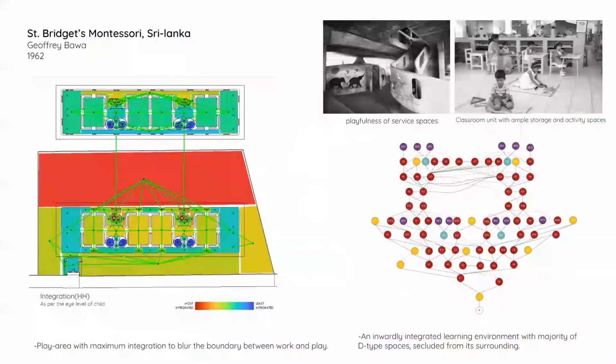St. Bridget's Monastery, built by Geoffrey Bawa in 1962, is located in Sri Lanka. It was built to provide a safe learning environment secluded from the surroundings by a rigid peripheral boundary within which interior and exterior will be highly integrated within each other.